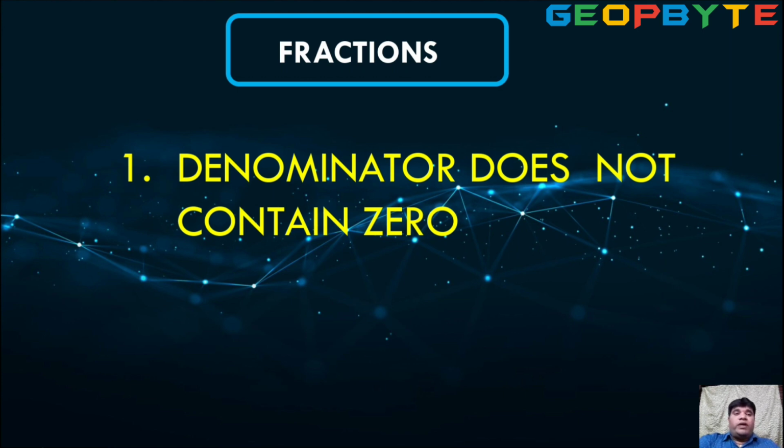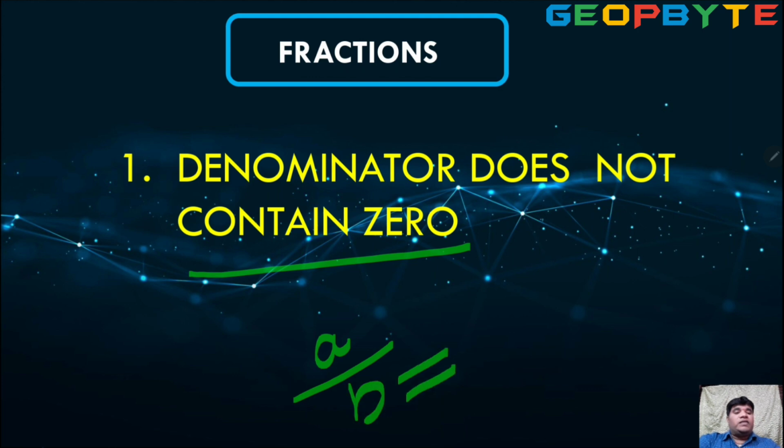Very important point. Denominator does not contain 0. If you take any fraction, a by b is a fraction, so this b does not equal 0. Suppose it is 0, the result is undefined. Okay, kids?